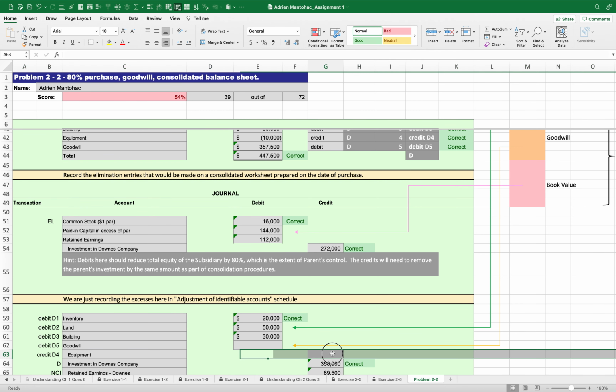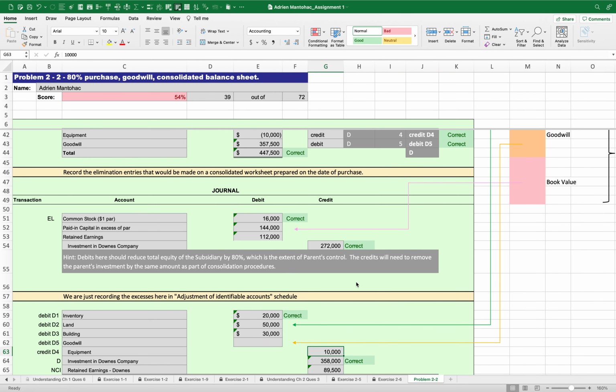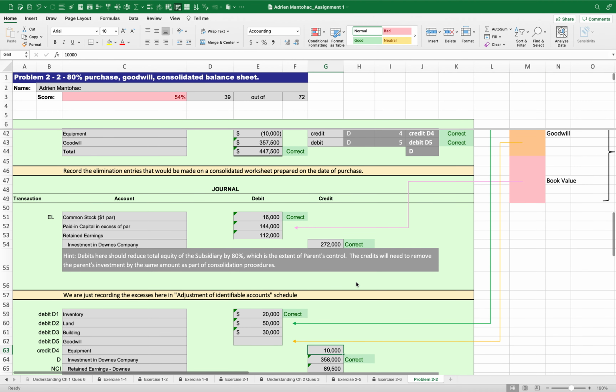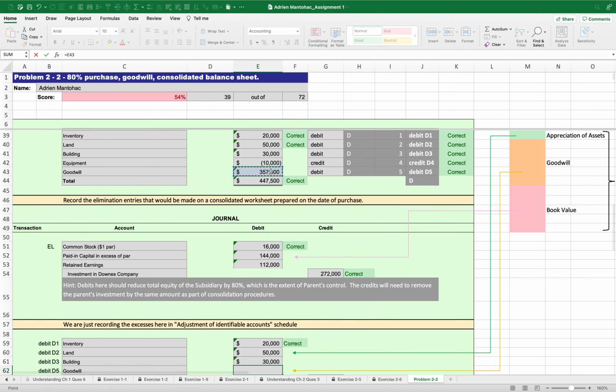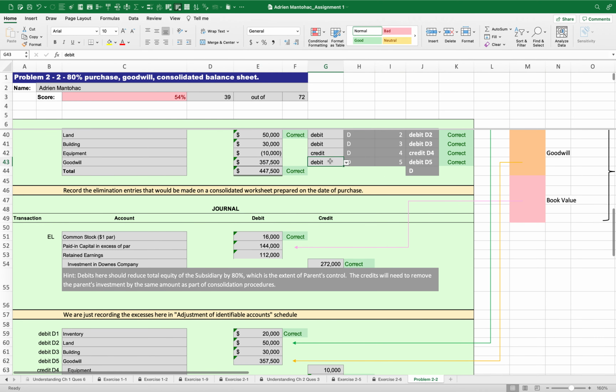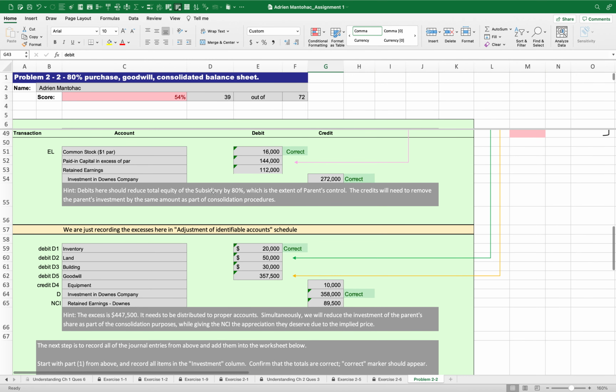And finally, equipment needs to decrease by 10,000. Please remember to not put a negative here because a credit is already a reduction. So we don't need to show negatives here. It's a journal entry. And finally, goodwill can go in this section here as a debit. Again, the fifth debit we need to make in the elimination entry round.